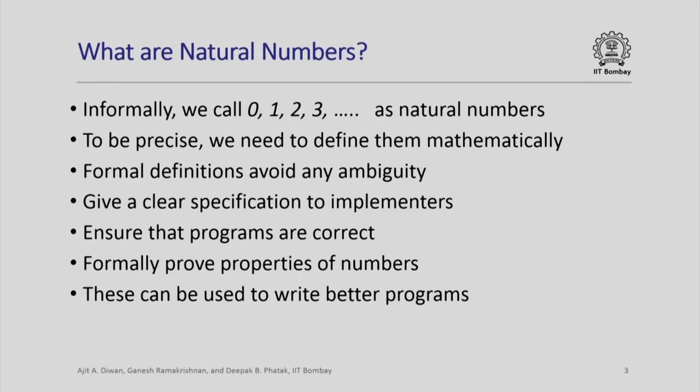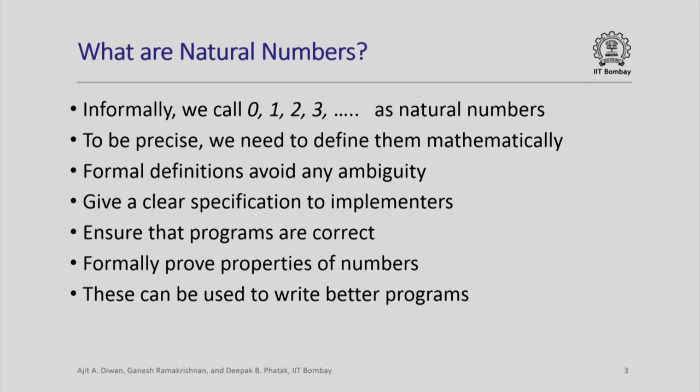So informally we know 0, 1, 2, 3 are natural numbers, but to be precise and to avoid any ambiguity, we need to define them formally in a mathematical way. This allows us to give a clear specification to those who want to implement the natural number data type. So they know exactly what we want and exactly what the operations to be performed are. So this ensures that whatever programs are written using that type are correct, because the specification of the operations and the values is clearly given, and exactly that is being implemented.